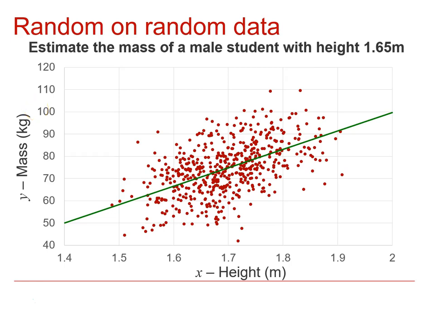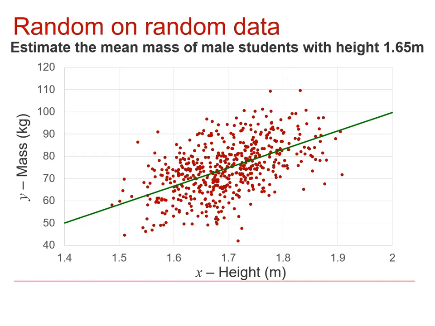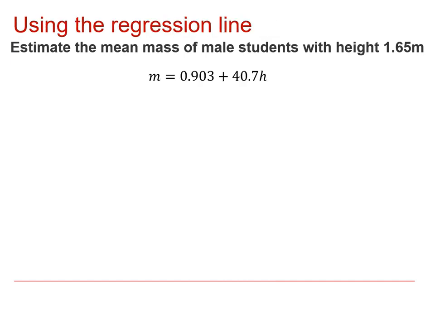So, if I'm asked to estimate the mass of a male student with height 1.65 meters, it's the wrong question. The correct question would be estimate the mean mass of male students with height 1.65 meters. And so for this we would simply sub in h equals 1.65 in our calculator.